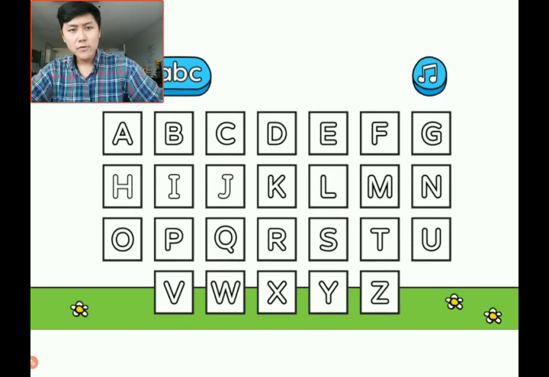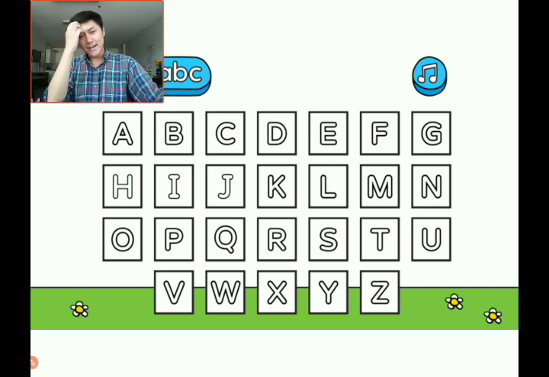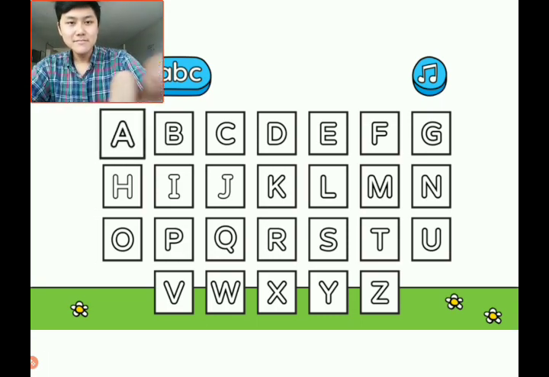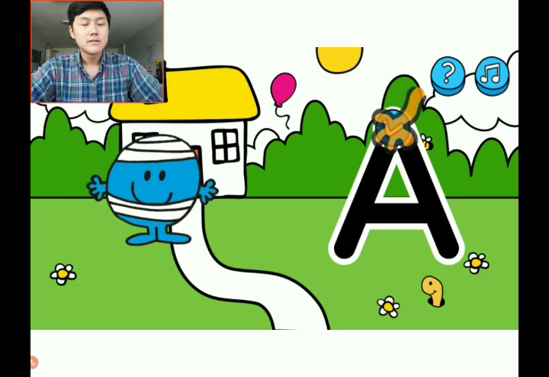And like I said before, there is 26 letters in the alphabet, which is a lot of letters. And we'll get started with the first letter of the alphabet, which is the letter A. Great, so that's the letter A.